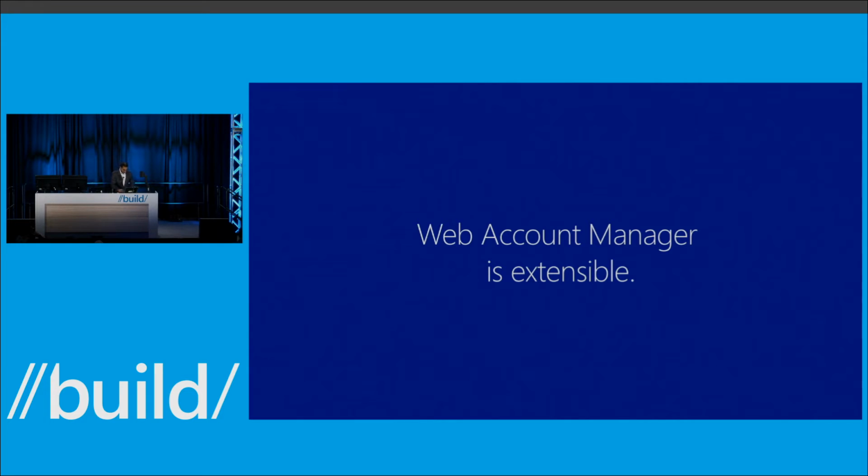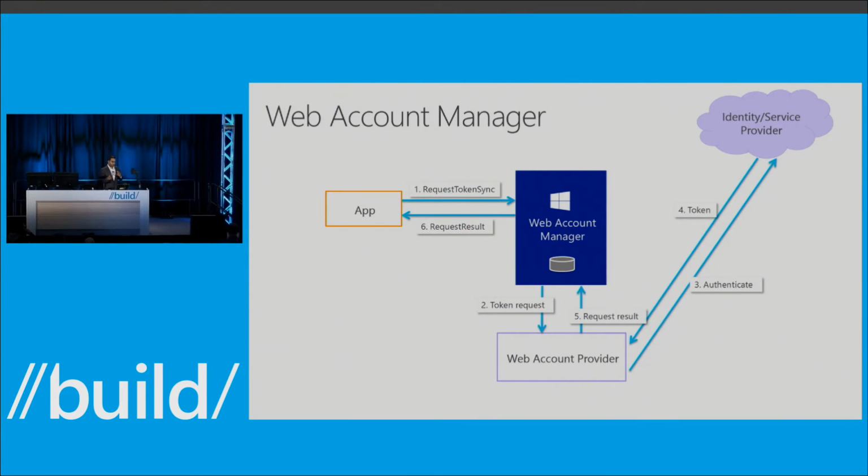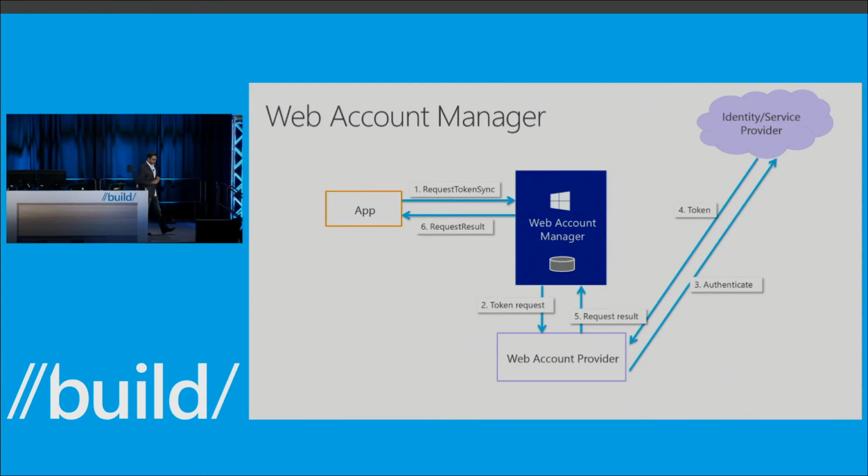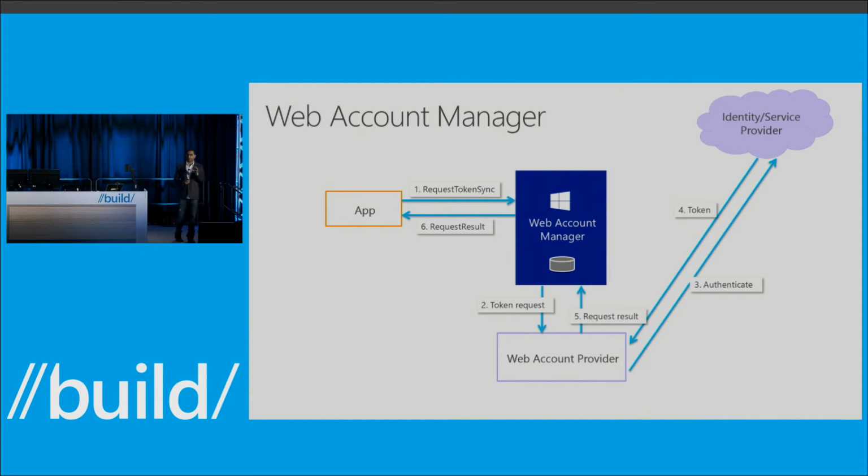Okay, let me see if the demo gods are with me. Give you an example of. Yeah, this machine's not, well, so far what we've done is we've talked about all the APIs that apply to the orange box, the app that's trying to connect to services and wants to request tokens and then be able to talk to services.